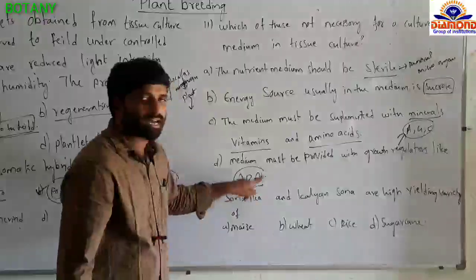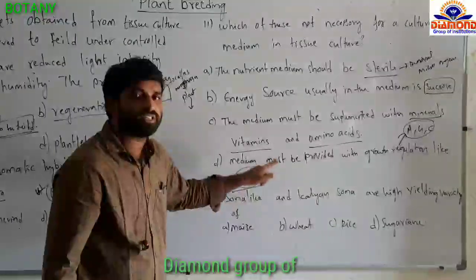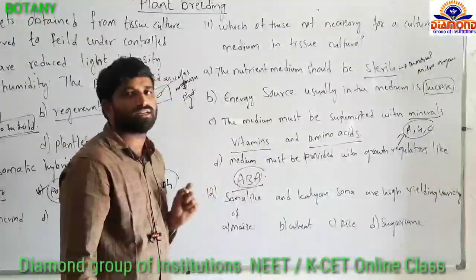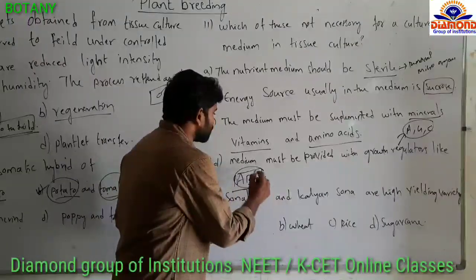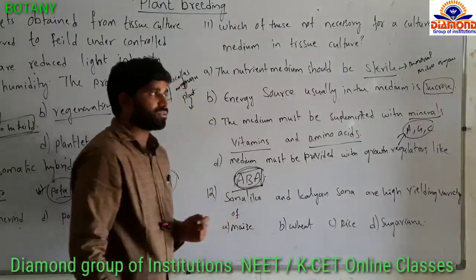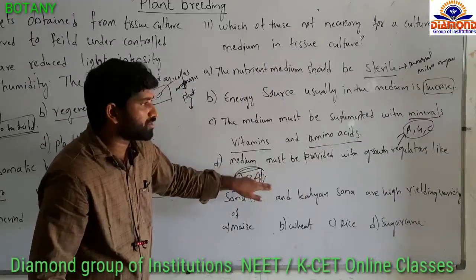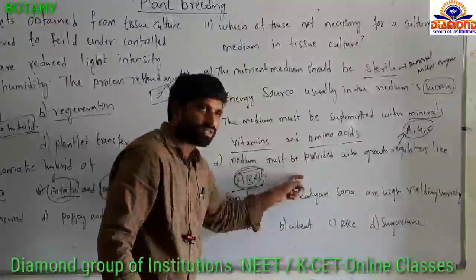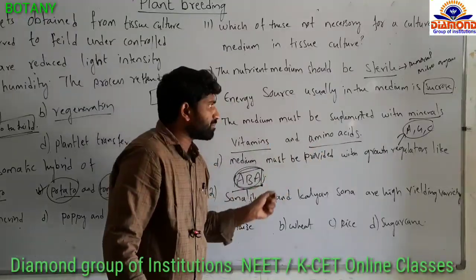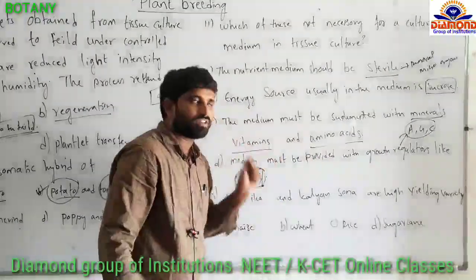When you add ABA, ABA is a plant growth inhibitor. It can inhibit the growth and development of the explant. So that's why we do not use ABA in the development of plants, that is, where the explant is converted into new plantlets. At the time of plant growth, only plant growth activators will be used.